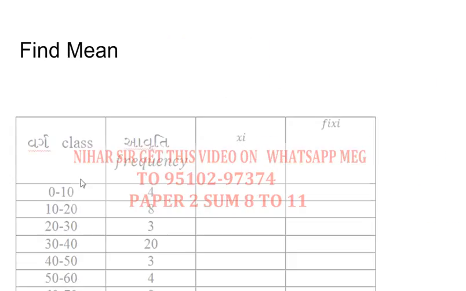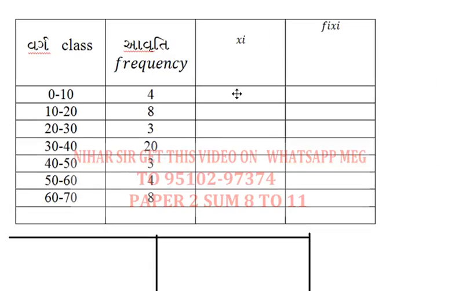Find the mean. This information is given, so I am doing it with the direct method. I can go with any method if it is not given in the question. How am I making xi? So xi is 0 plus 10 divided by 2, that is 5. Then I keep adding 10, 10, 10, so I am reaching up to 65. Now 4 5s are 20, 8 15s, 3 25s are, so this is very easy.